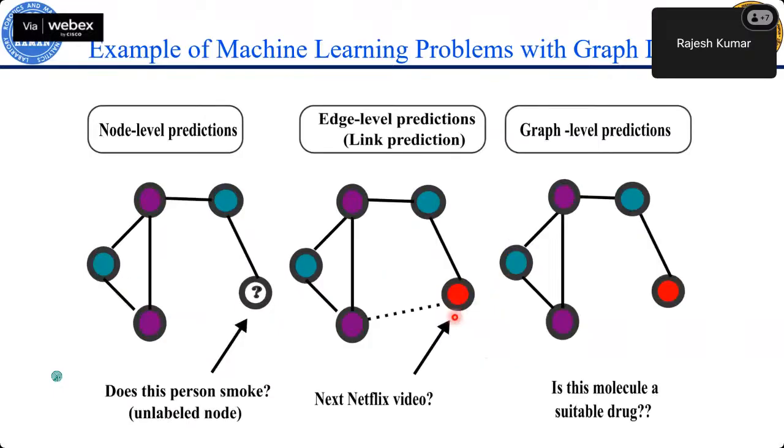And another category is where I have one graph and there is another graph, and I want to see how much similarity there is between those two. That is graph level prediction. So these are the three common things which we do in GNN: node level, edge level, and graph level.